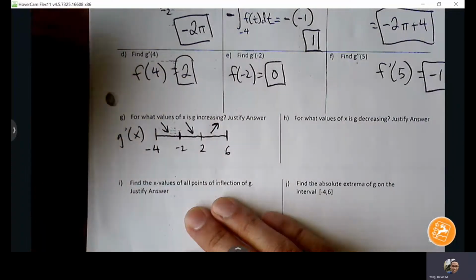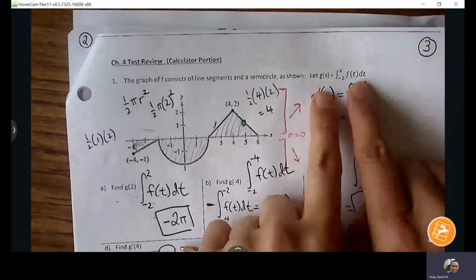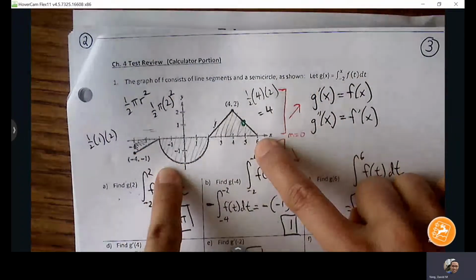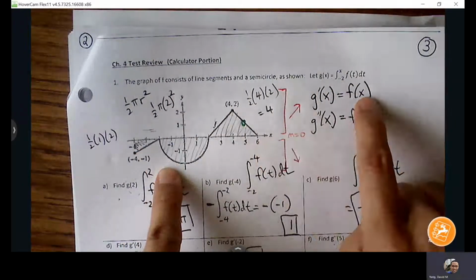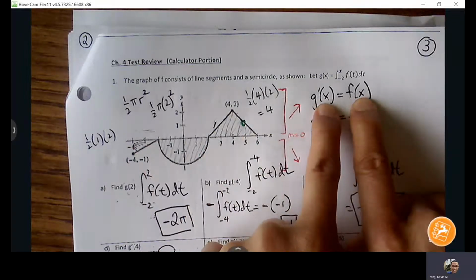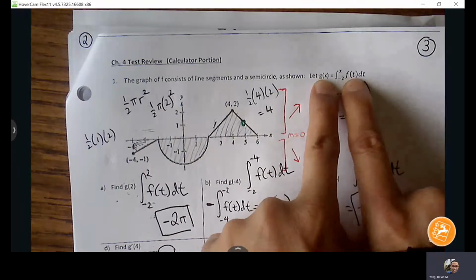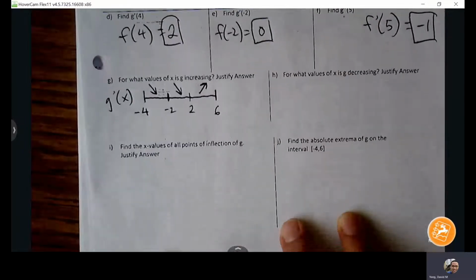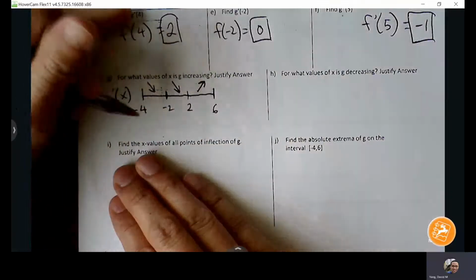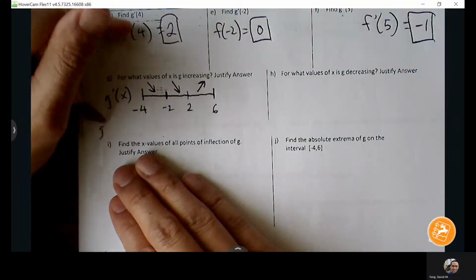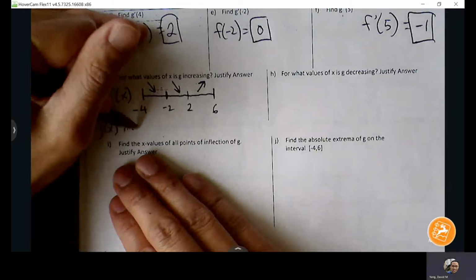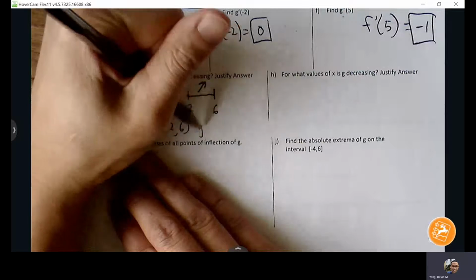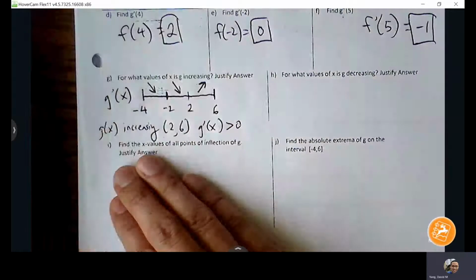I know it's a G prime. We know it's a G prime graph because of this relationship here. G is the antiderivative of f, and then they're telling us that this is the f graph. So if this is the f graph, we know f is a G prime because of this relationship here. Okay, so our G graph is increasing from 2 to 6 because G prime is greater than 0.